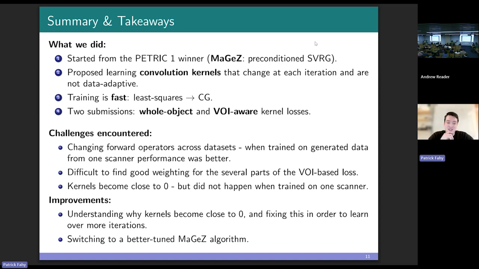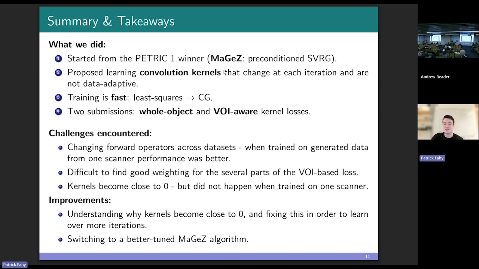I think the biggest issue for learning is when you change forward operators. When we generated data from one scanner, the performance was really quite better. But when we had these changing forward operators, it's not so much better. I mentioned briefly that it was difficult to find a good weighting between the several parts of the areas of interest. And the one issue that was unusual was that kernels became close to zero. This didn't happen when we trained on one scanner. So it'd be a good improvement to understand why these kernels become close to zero and see if we can fix this.